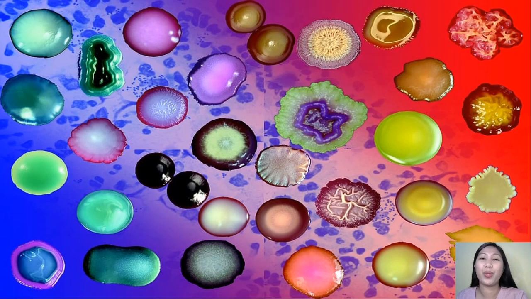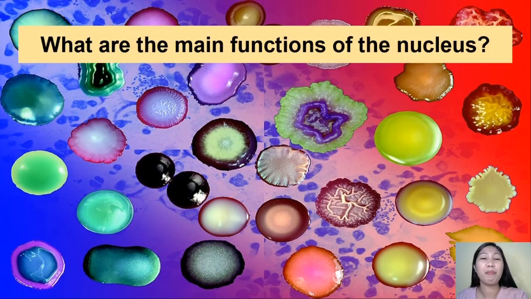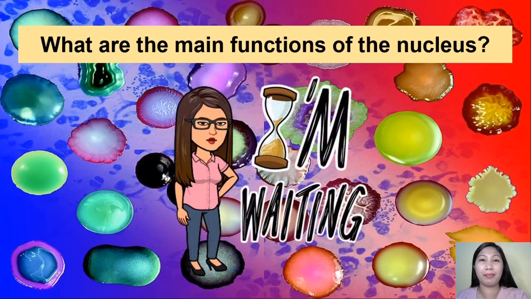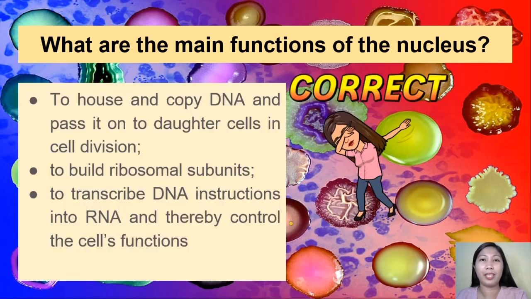Let's answer this question. What are the main functions of the nucleus? You're correct! To house and copy DNA and pass it on to daughter cells in cell division, to build ribosomal subunits, and to transcribe DNA instructions into RNA and thereby control the cell's functions.